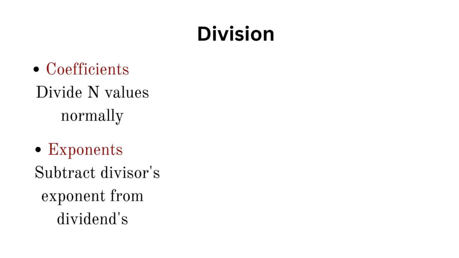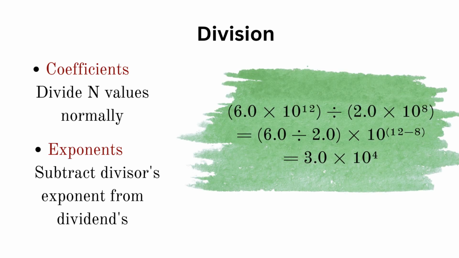Now let's look at division. Again, there are two simple steps. First, divide the coefficients. Second, subtract the exponent of the divisor from the exponent of the dividend. For example, 6.0 into 10 to the power 12 is divided by 2.0 into 10 to the power 8.